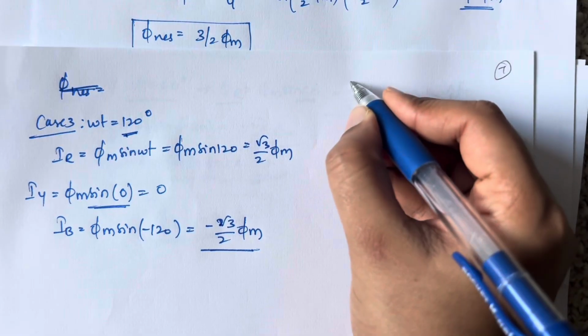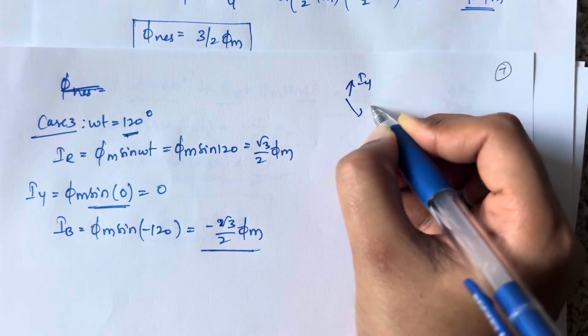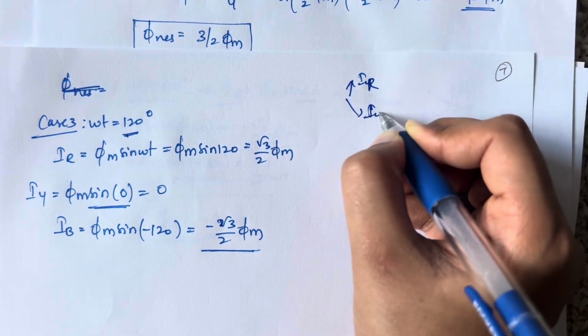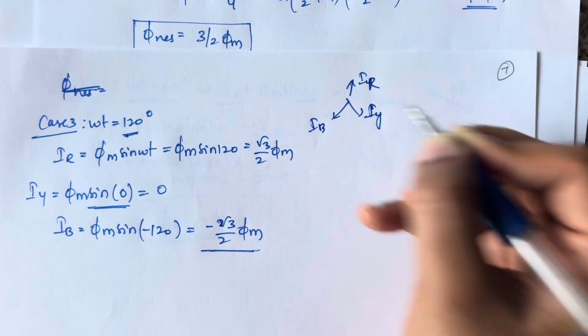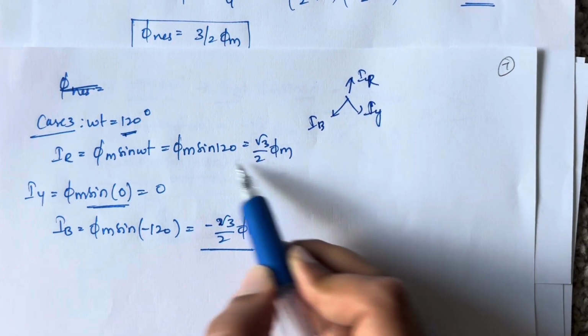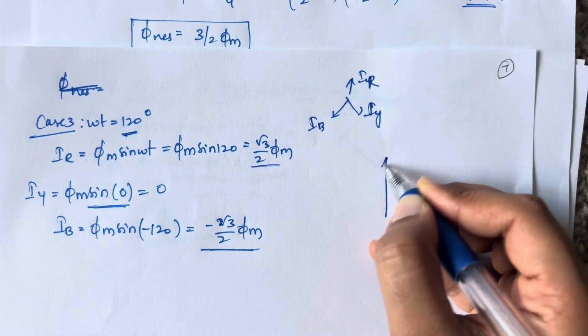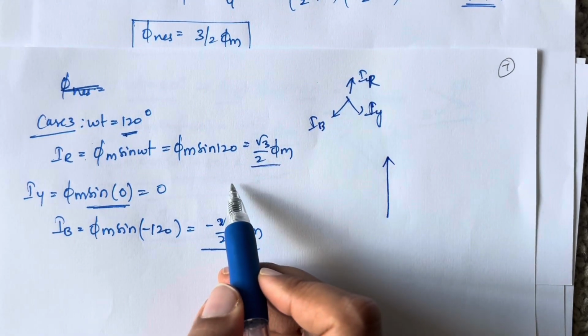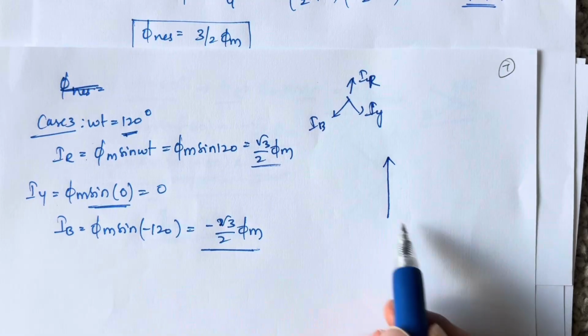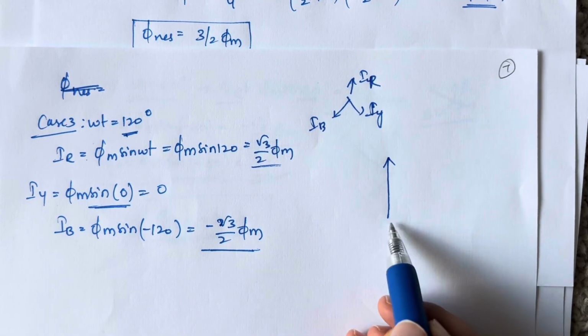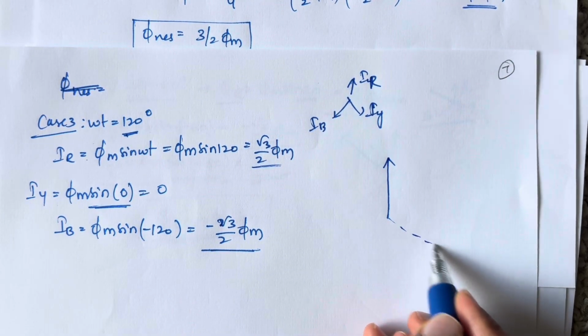In general, what is a phasor diagram? IR, IY, IB. Okay. Now you have the R component and it is positive, so it will be in this way. And then you have the Y component. No, you don't have to consider the Y component at all. Okay, let us keep it dotted as it is.